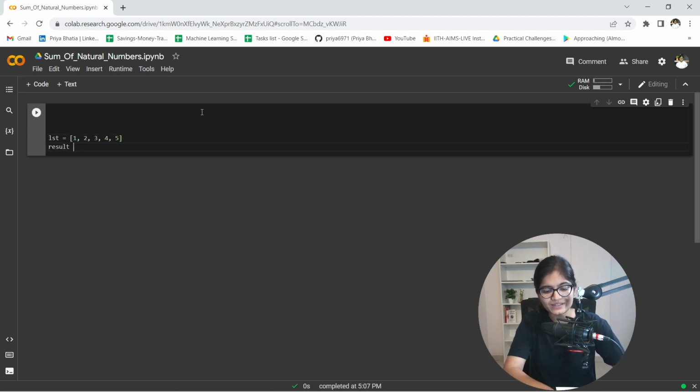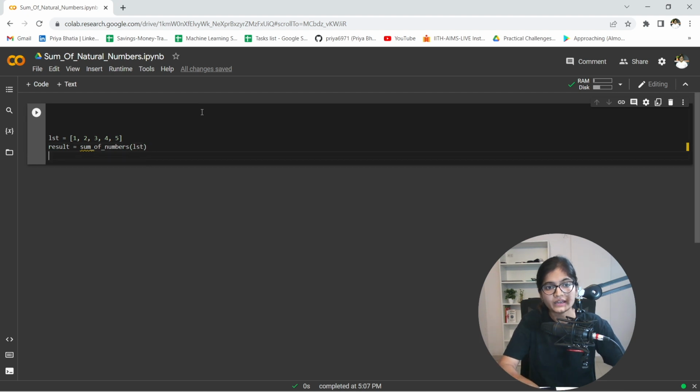So what I will do is create one variable named result, and I will call one function which will generate the sum of natural numbers. Okay. Now here we will pass the same list. Now what will happen is that we can print the result. We can say that the sum of the top 5 natural numbers is.